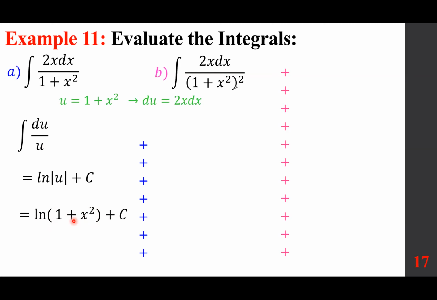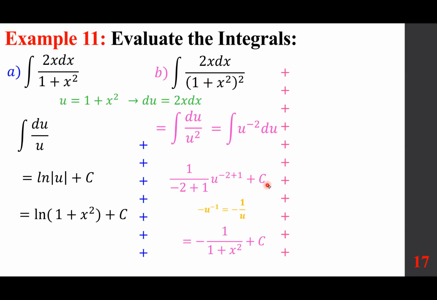When we go to the second one and we rewrite it, see, they are similar, but the first results in a natural log. This one results in using the power rule, u to the power of -2. And we've done this many, many times. So 1 over -2 plus 1, u to the power of -2 plus 1. This is -1, 1 over that is minus, so minus u to the power of 1, or minus 1 over u. And so minus 1 over u becomes minus 1 over 1 plus x squared. Don't forget the constant. And now we are done.